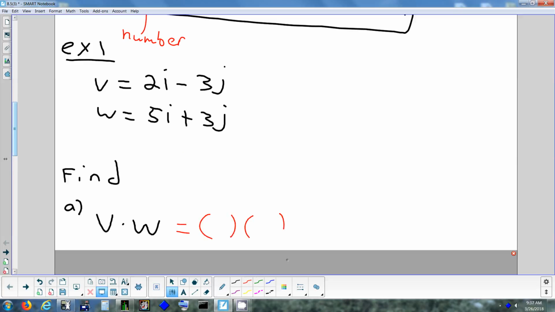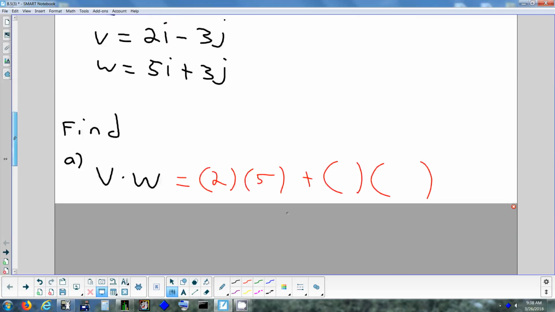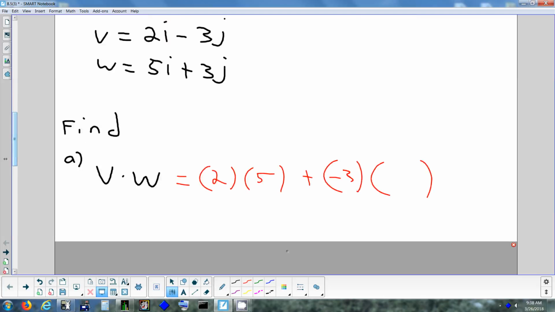Okay, so what I usually do is just lay it out first. Put down everything we're going to multiply. And Leo, can you tell me what two numbers would go in my first set of parentheses to find V dot W? 2 and 5. Yep, 2 and 5. And Dylan, my next two numbers? Negative 3 and 3. So we get 10, we get negative 9. 10 minus 9 is 1. So the dot product in this case is 1.